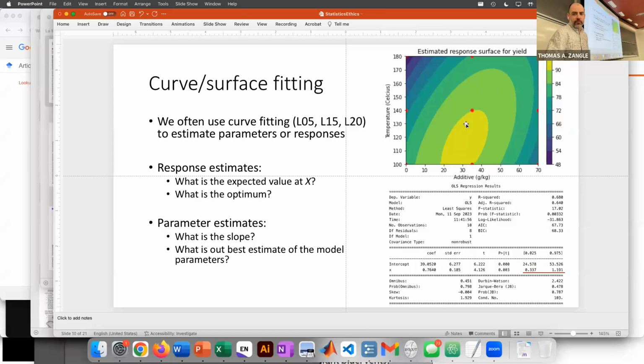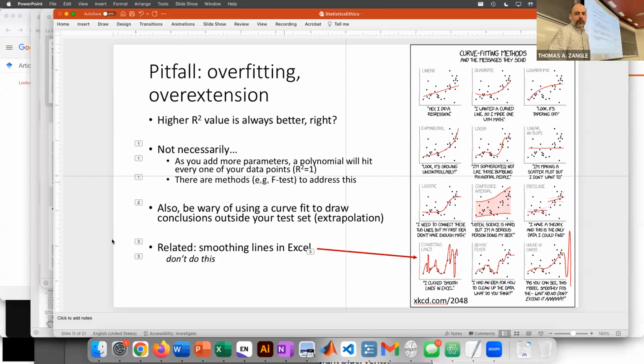Interpolation, so that's more or less what we're doing here, where we're interpolating between points that we've tested for. That's fair game. That's one of the reasons we do this. But extrapolation outside can be very risky, very fraught. Related to both of these, overfitting and problems related to extrapolation, are smoothing lines in Excel.